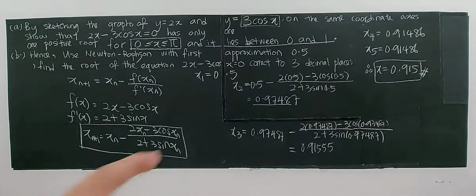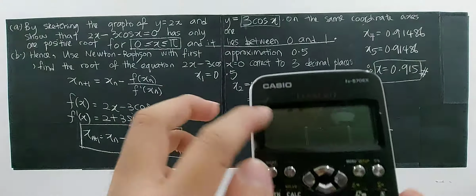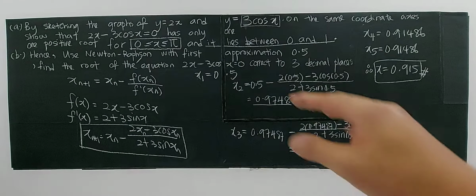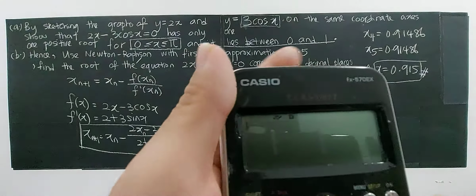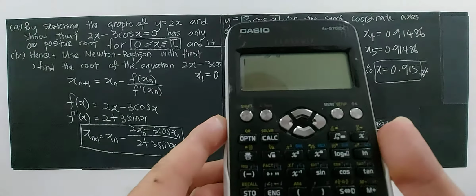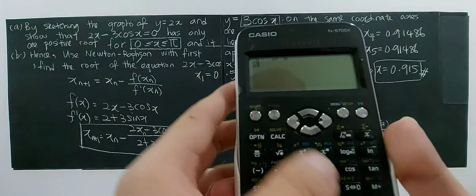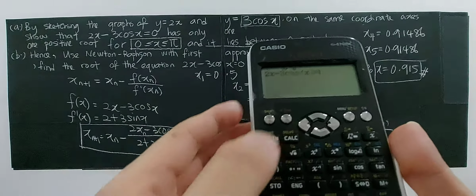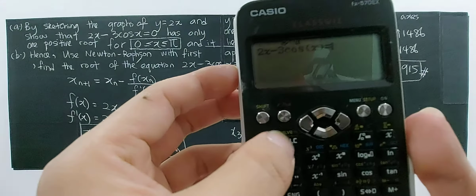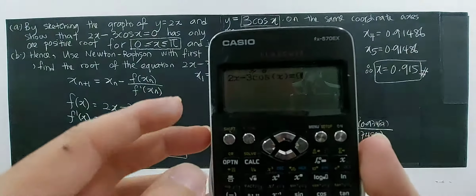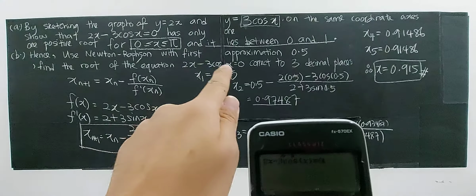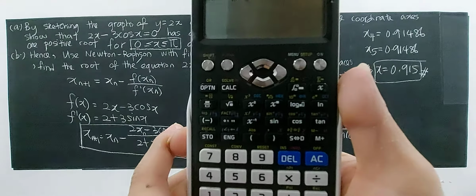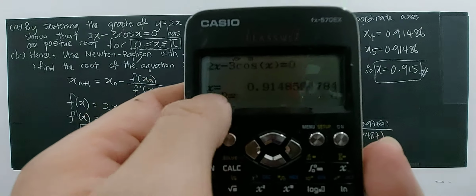There is another shortcut to get the root, also using this calculator. You can get the answer directly. Initially you could key this in straight away, but because you need to use the Newton-Raphson method, you can do your final check using the calculator. Key in the function 2x minus 3 cos x equals 0, then shift solve, and key in exactly this equation. Then shift calculate once or twice, and you directly get the answer.